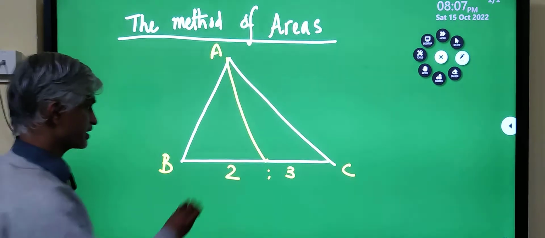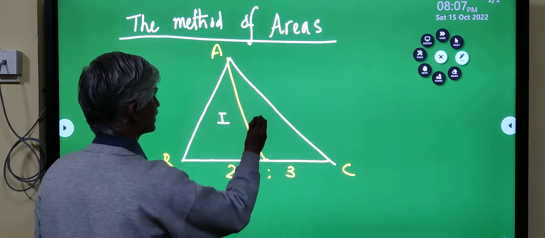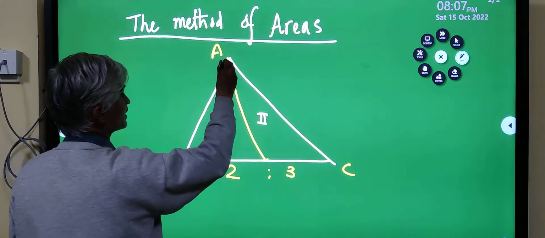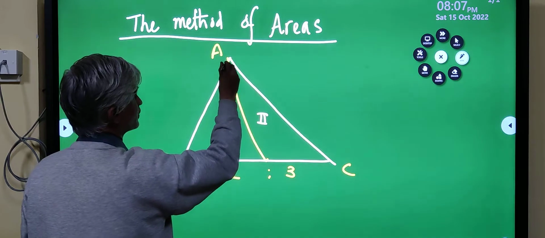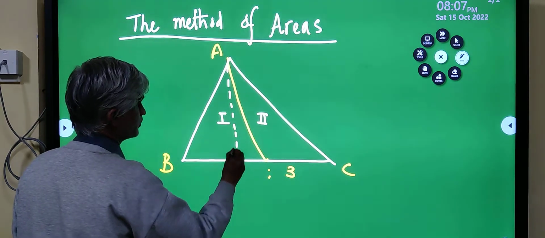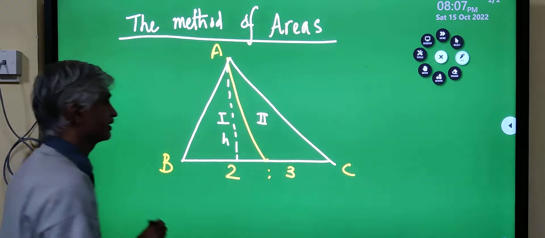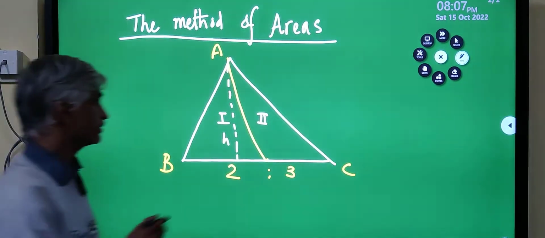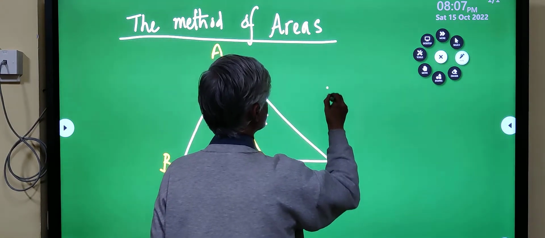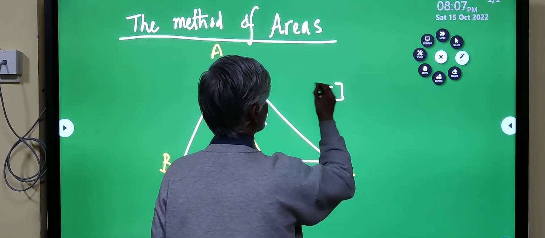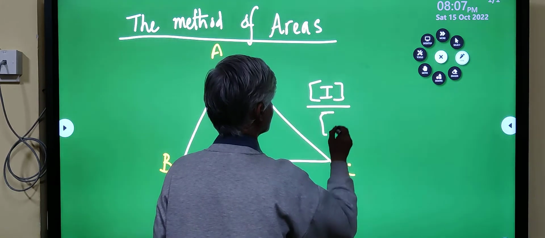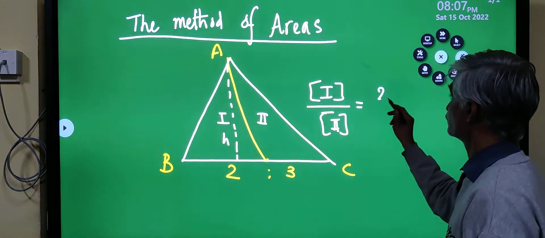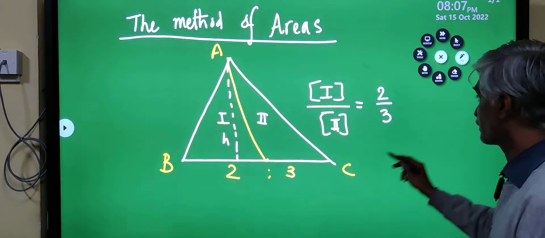Now it is very obvious that both triangle 1 and 2 share a common height. So for instance, if I were to draw the height from A to the base BC, this height is common for both triangle 1 and triangle 2. So if I find the ratio of the area of 1 divided by the area of 2, one quickly realizes that it is 2:3. And the reason is very obvious.